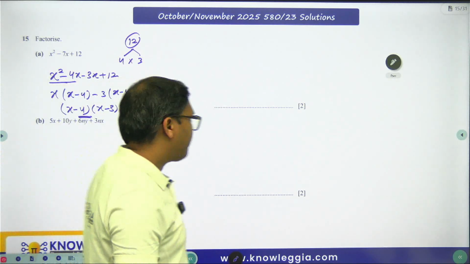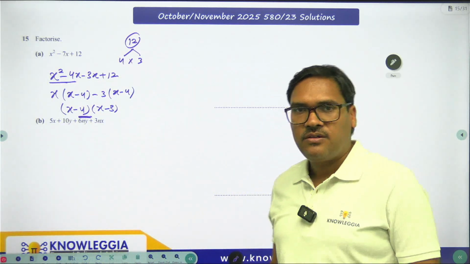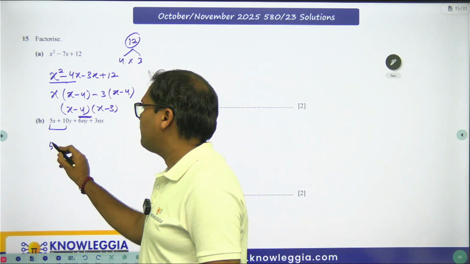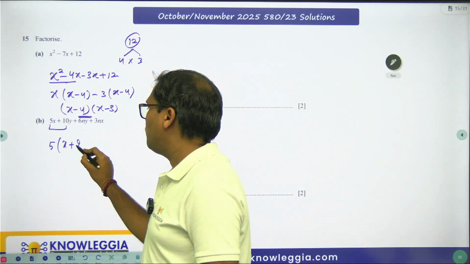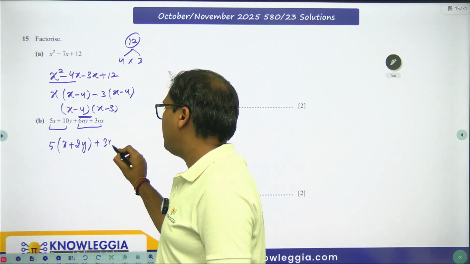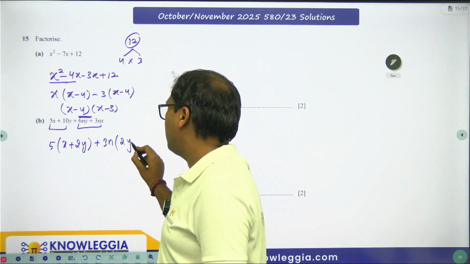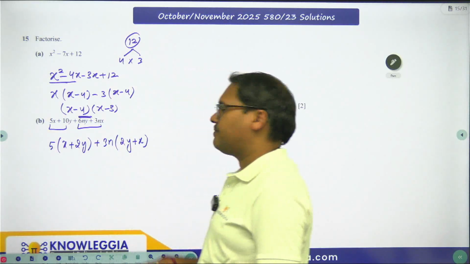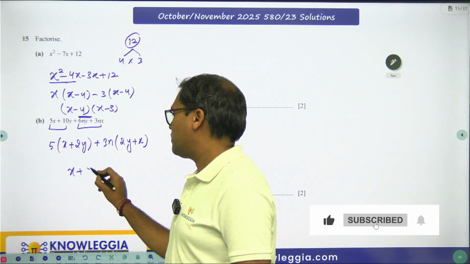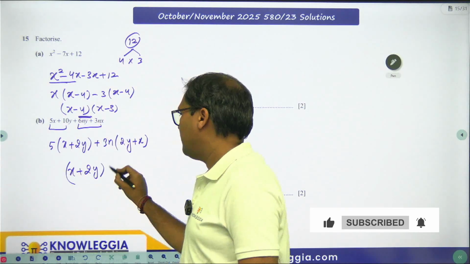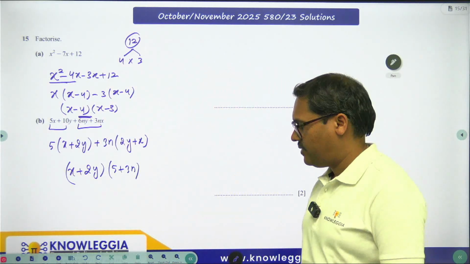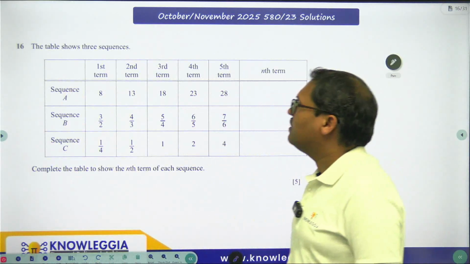Now the next one is, you have to factor it again. This is by grouping. So you see what is common from these two. 5 is common, x plus 2y is left. And what is common from these two? You can see 3n is common. So this is 2y plus x. Now what is common from these two? You can see x plus 2y is common. What is left? 5 plus 3n is left. That is the answer for this question. Let's go to the next one.